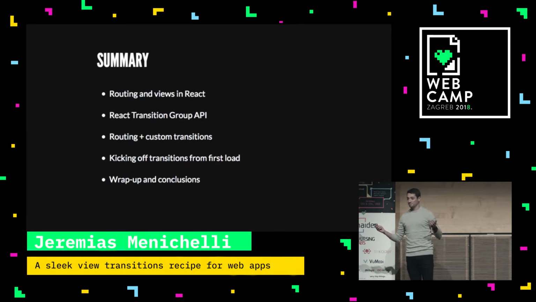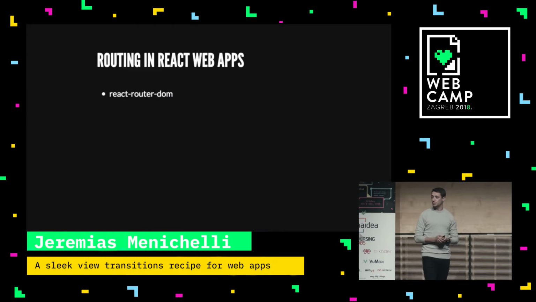So let's start. First of all, we're going to see routing in React web applications. We have a couple of options around, but the most popular one, I think, is React Router. And it comes with a bunch of useful components. The ones that we're going to see today are BrowserRouter, the Switch component, and the Route component.